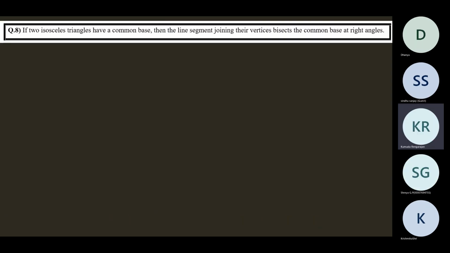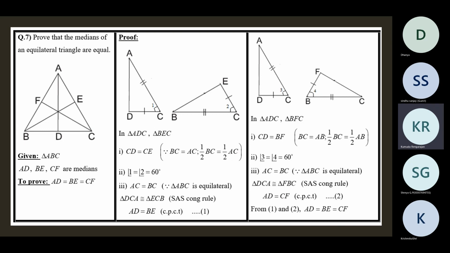So with that, we come to the end of congruent triangles. We'll continue with Heron's formula in the next class. Yes, children. So about this one. Here we are given that the triangle is equilateral. We'll have to prove that the medians are equal.